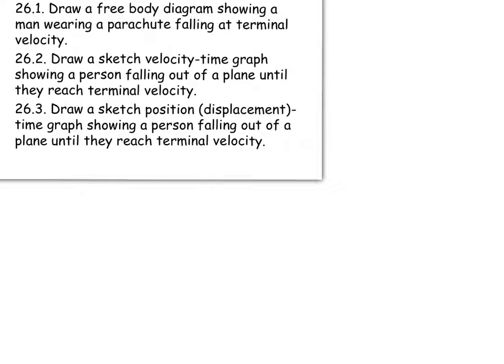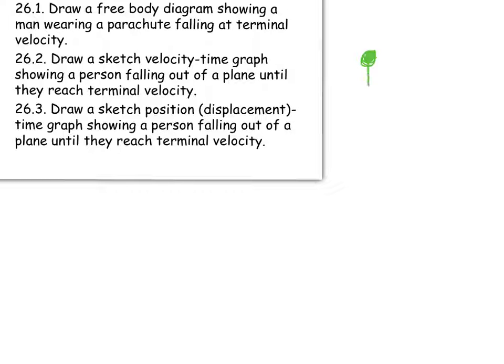So we're asked to draw a free body diagram showing a man wearing a parachute falling at terminal velocity. The first thing is you don't have to be an artist. You just need to draw a dot. And that is representative of the man wearing his parachute.